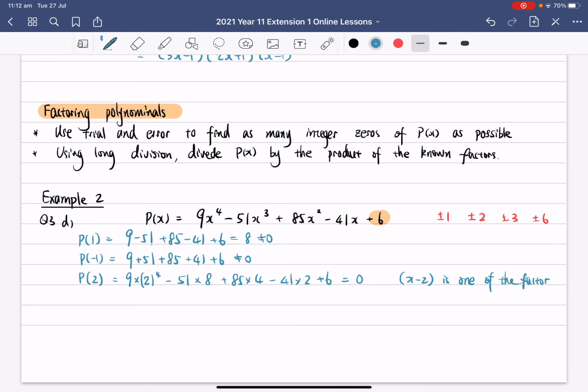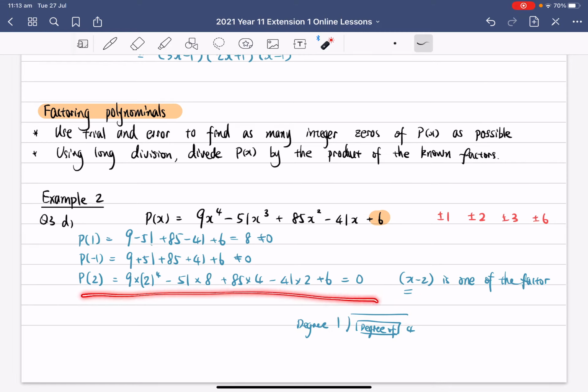Okay, if x minus 2 is one of the factors, then you can use long division to start the process. Unfortunately, if you do the long division, the dividend has a degree of 4 and the divisor has a degree of 1, so the quotient will have a degree of 3. With a degree of 3, if you want to factorize, you have to go through the trial and error process again. So it's not ideal to stop at this point.